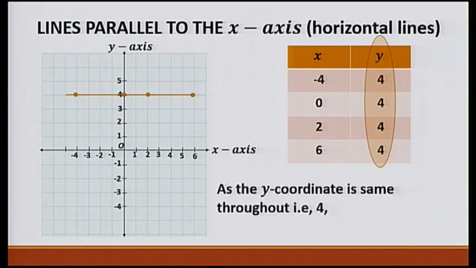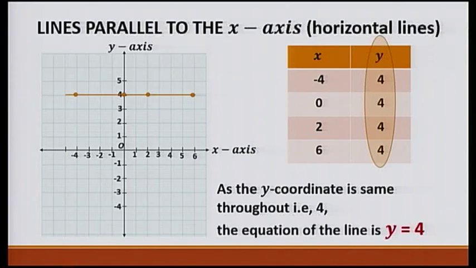As the y-coordinate is the same throughout, that is 4, the equation of the line is y is equal to 4. We can label the line on the graph y is equal to 4.